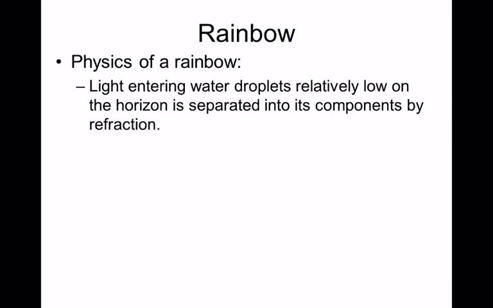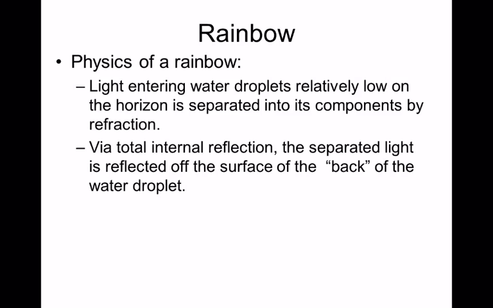Okay. So the physics of a rainbow. What happens is that both of the R's we talked about happen. So we have refraction, then reflection, and then refraction again. So it's kind of sandwiched. Refraction, reflection, refraction.